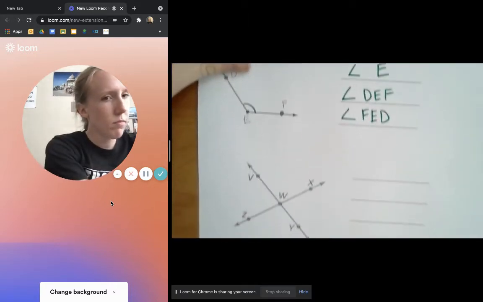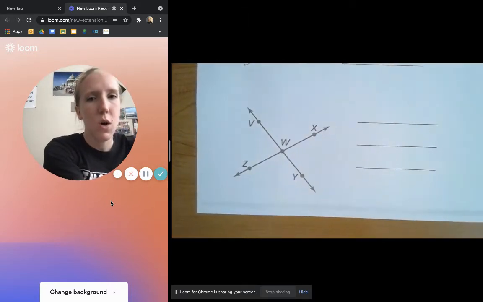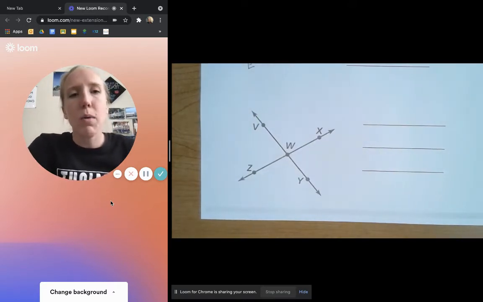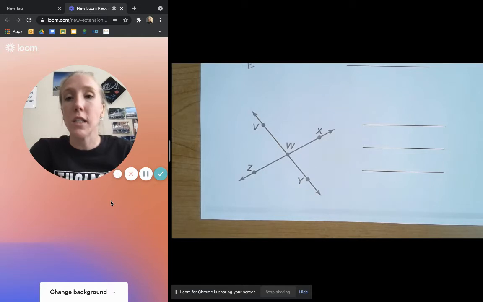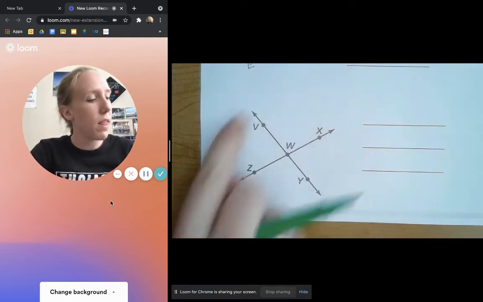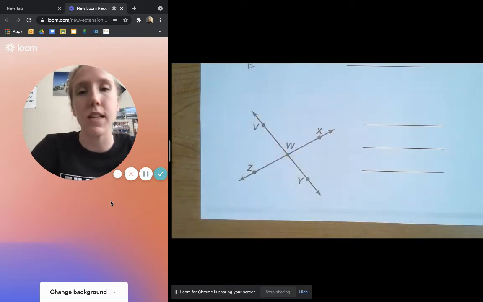So here, we've got lots of different things going on. There's not just one angle here. I want you to take a minute and think about what some angles are. How could you label some angles on this figure?